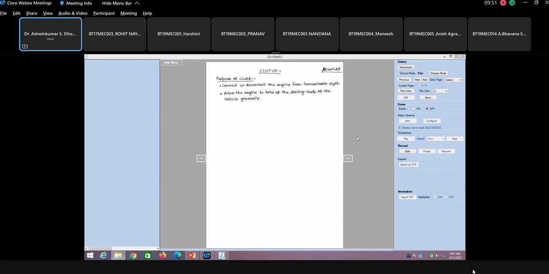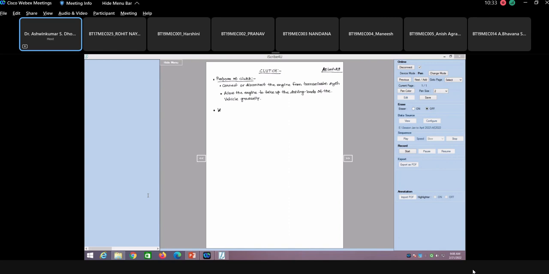Most of the automotive manufacturers give that kind of advice: when you start the engine, you press the clutch pedal to disengage it and then start the vehicle, and then gradually you allow the engine to take up the vehicle load. So by and large we say that the clutch is used for connecting and disconnecting the engine from the transmission system.